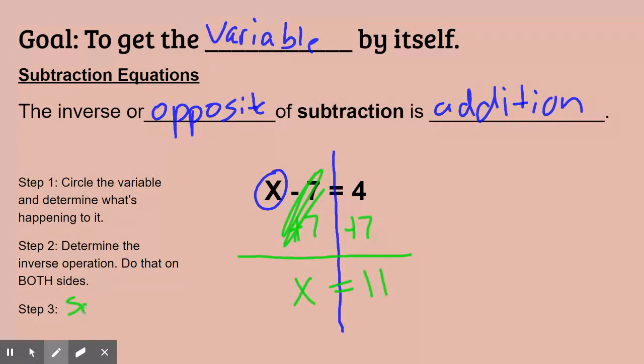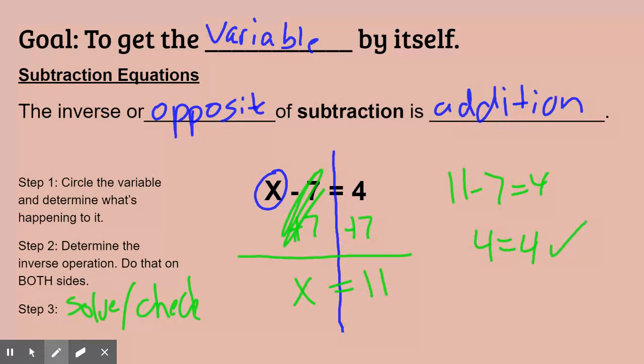And I can do step 3 by solving and checking by replacing that variable. So instead of writing x, I can write 11 minus 7 equals 4. 11 minus 7 gives me 4, so 4 does equal 4.